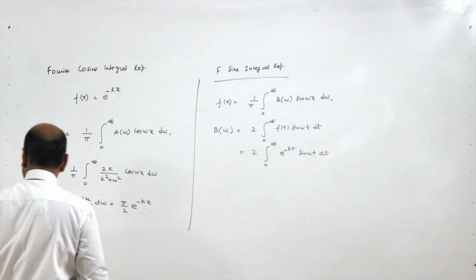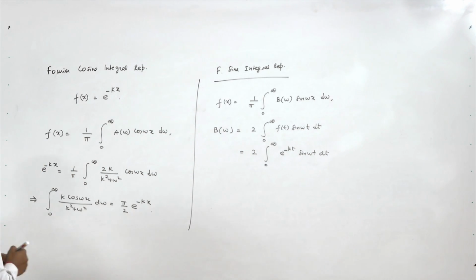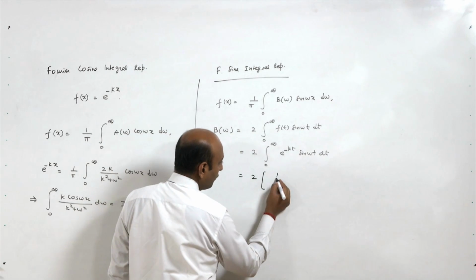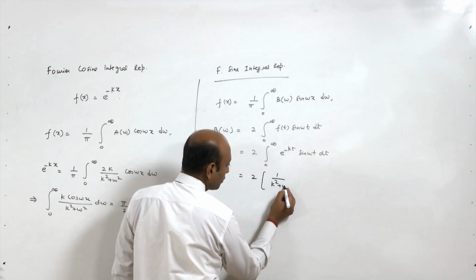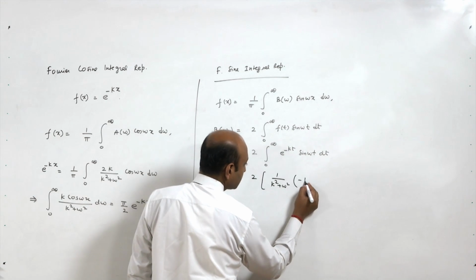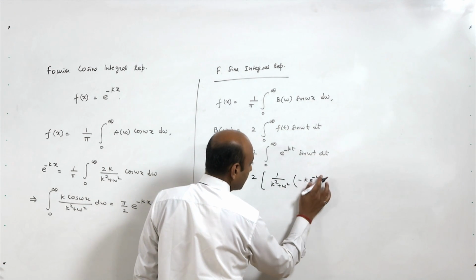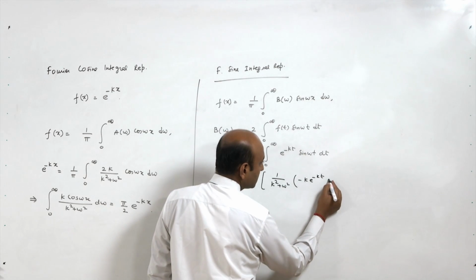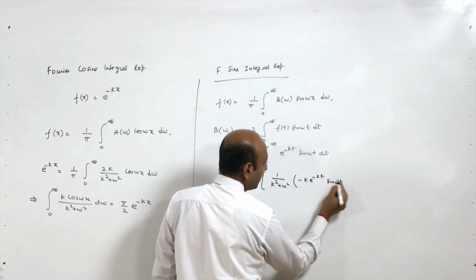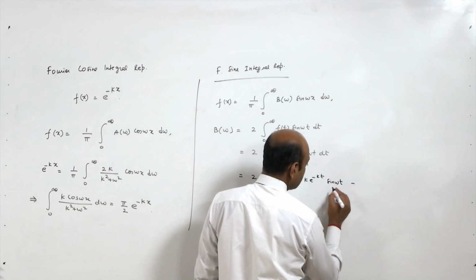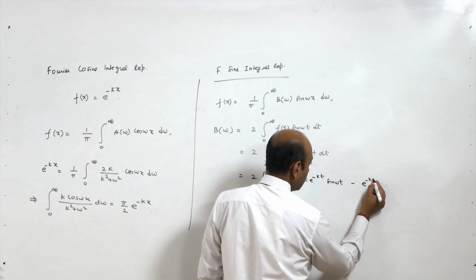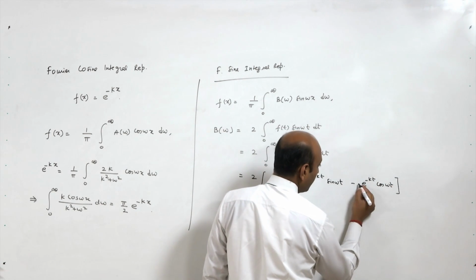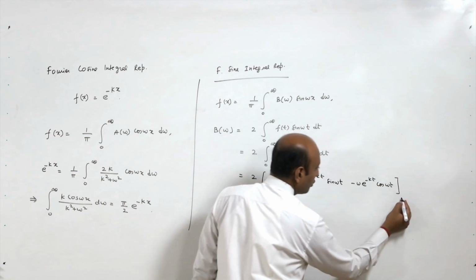So, this integral will be equal to, again we will integrate by parts. So, this is equal to 1 upon k square plus omega square, this is minus k e raised to minus k t sine omega t, and it is minus e raised to minus k t cos omega t, omega times, from 0 to infinity.